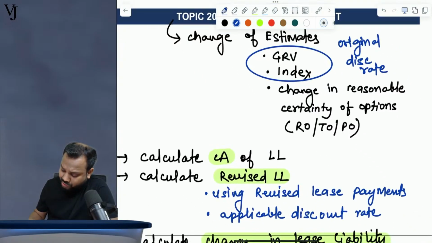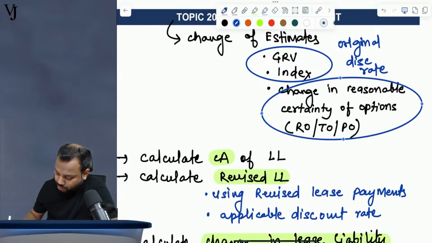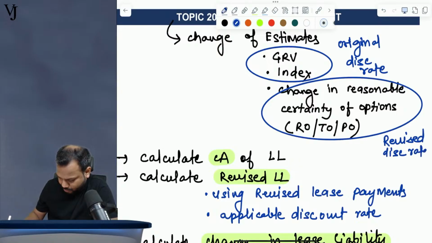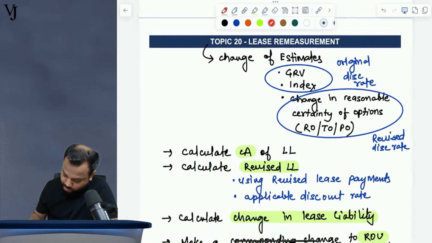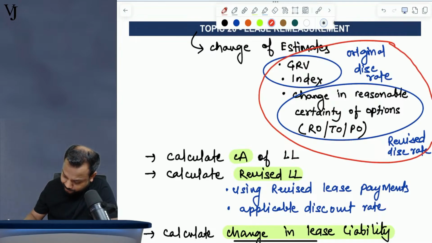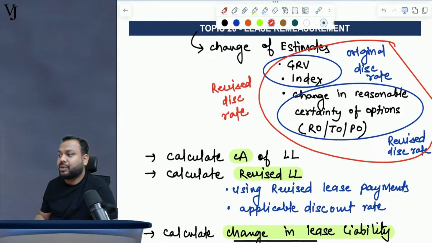If the change is the change of reasonable certainty of exercising any option, we will use a revised discount rate. But if both change, then we will take a revised discount rate.